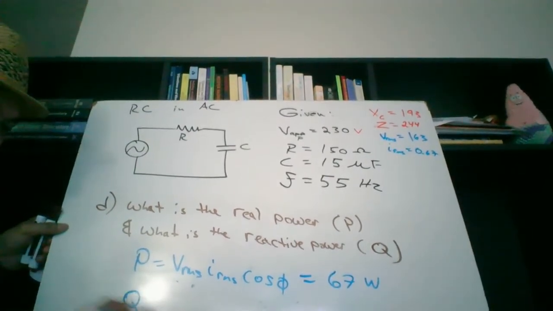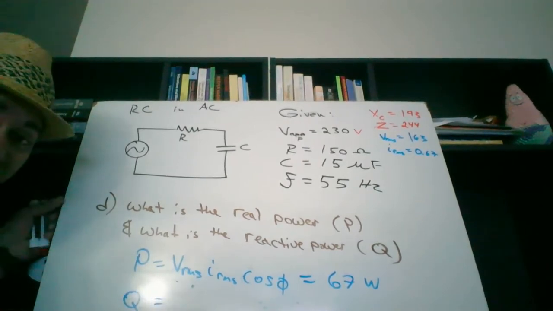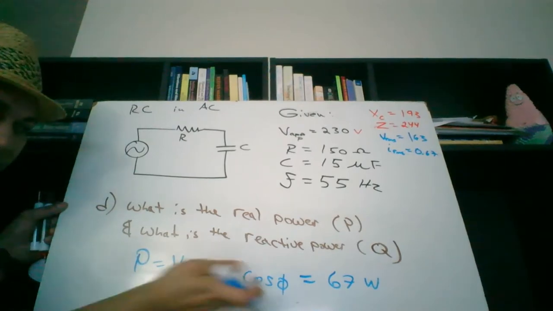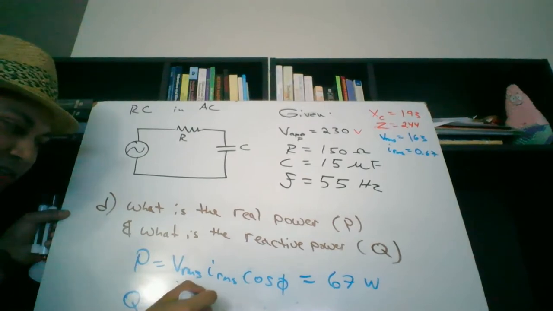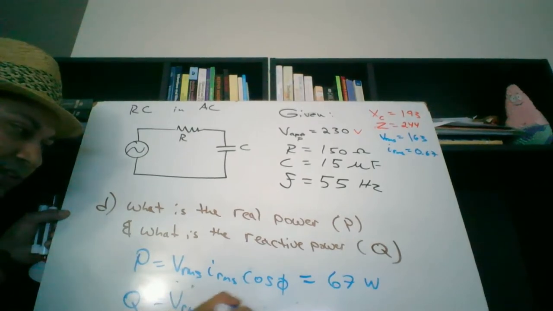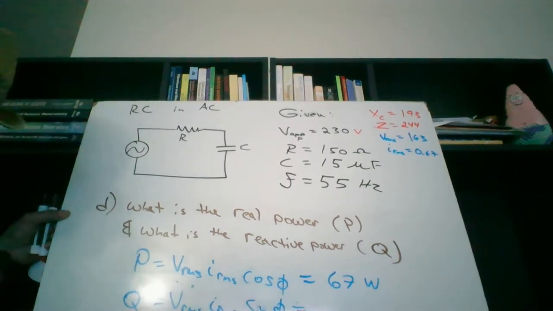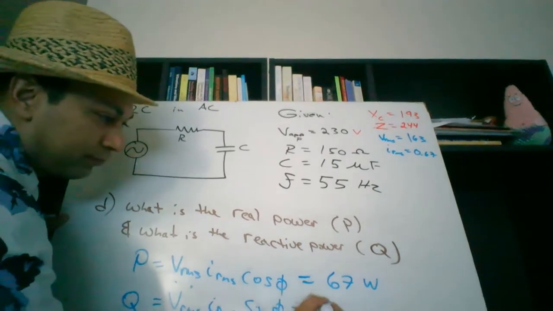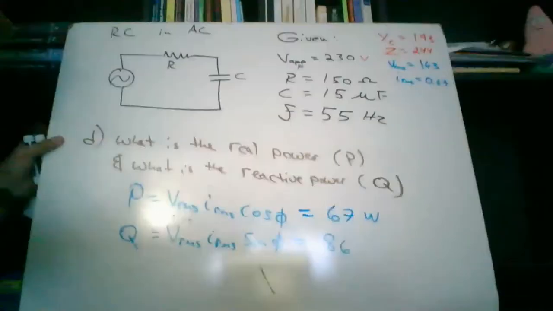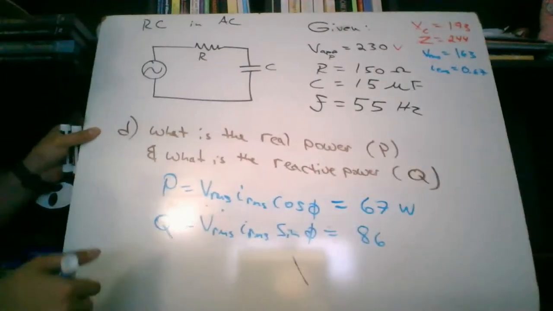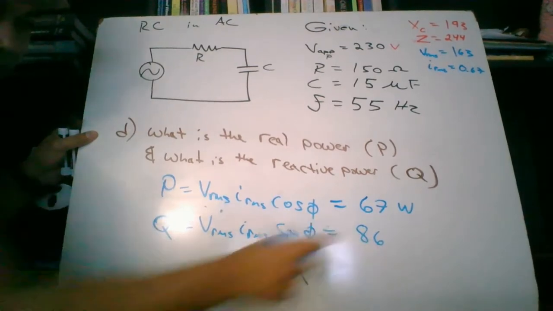Then we want to find the reactive power. Now, the reactive power is actually not that difficult to find. The reactive power is just the sine version of this. So it's still VRMS times IRMS, but now it's times sine phi. And the reactive power is going to be 86. So VRMS times IRMS times sine phi is equal to 86.